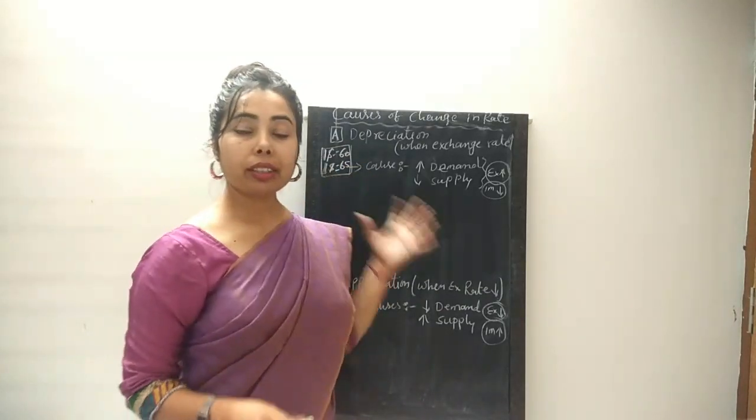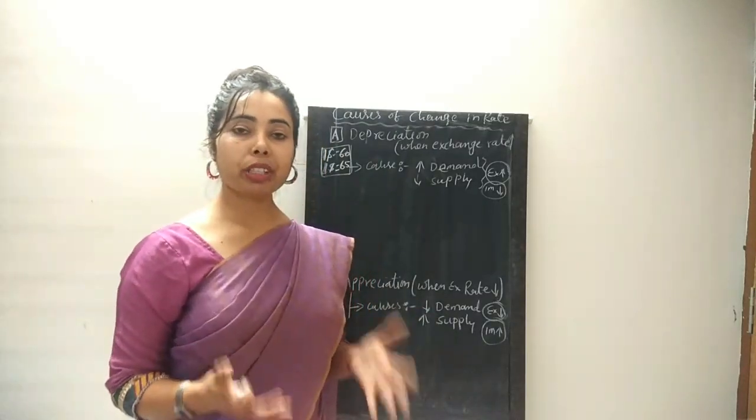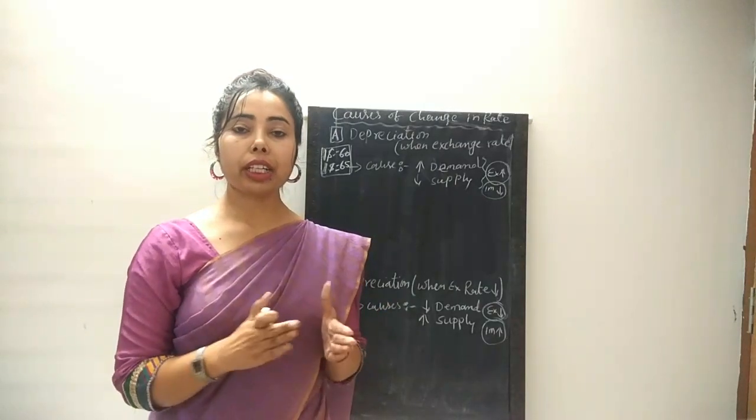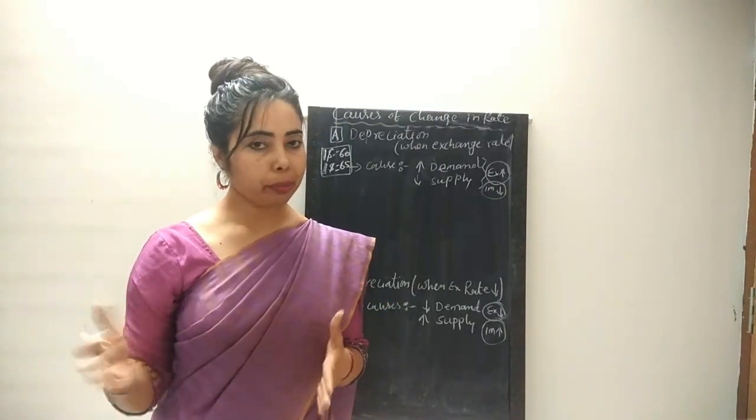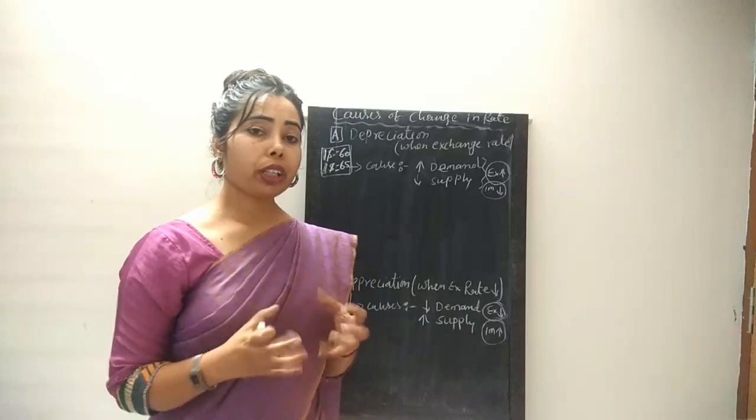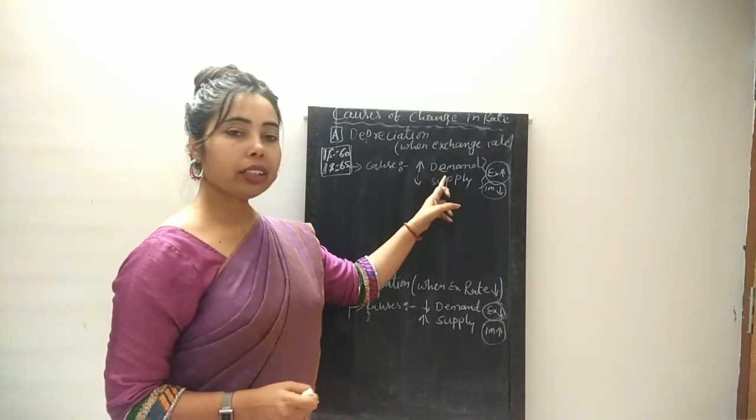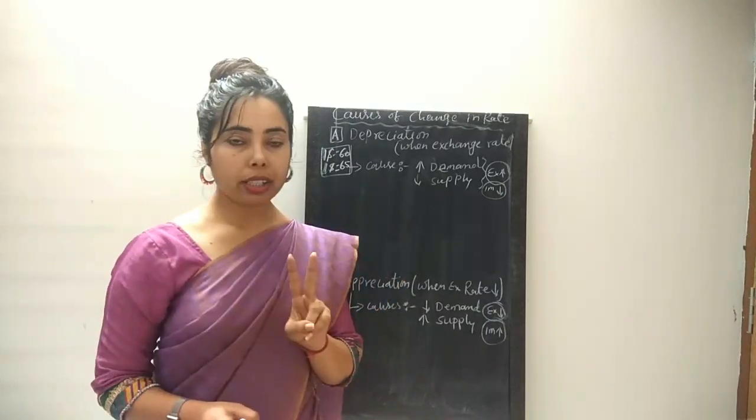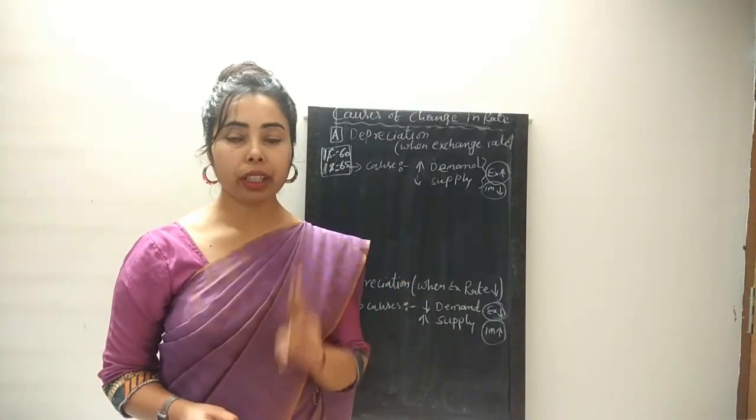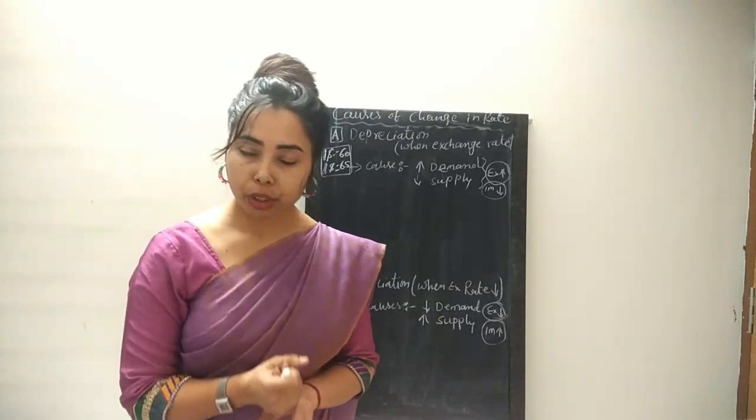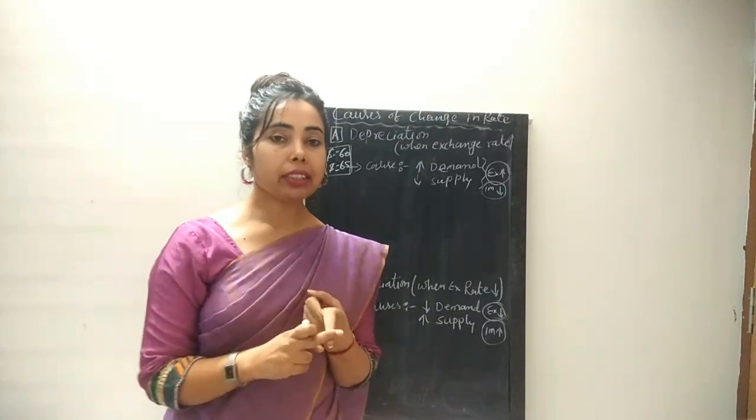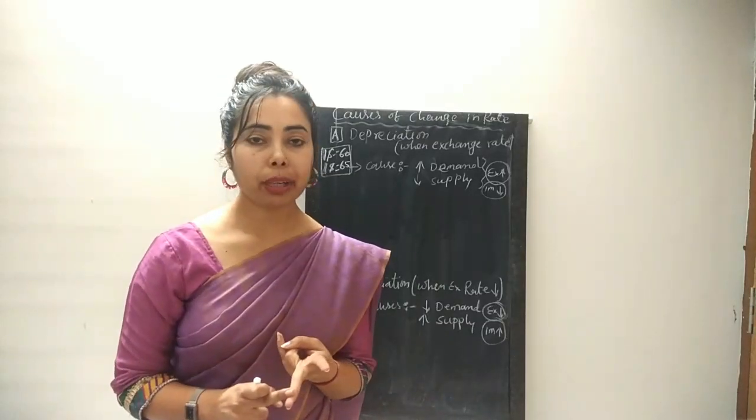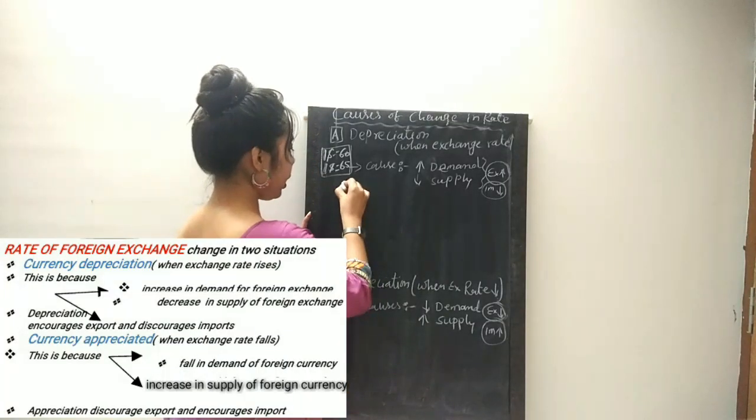What is the simple meaning of this depreciation? It means when the foreign exchange rate rises. When the foreign exchange rate rises, it means there is depreciation of domestic currency. So what are the causes? The cause is either an increase in demand or a fall in supply. Two causes are there for the depreciation of domestic currency: either a rise in demand for foreign currency or a fall in supply of foreign currency. Just understand with the diagram.